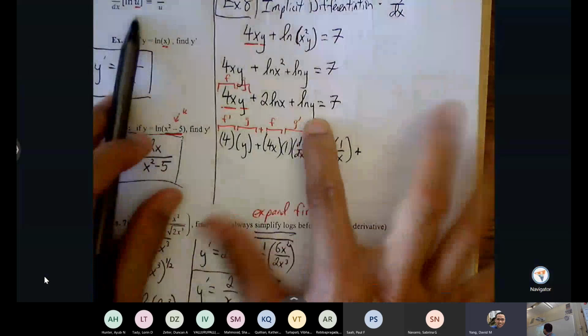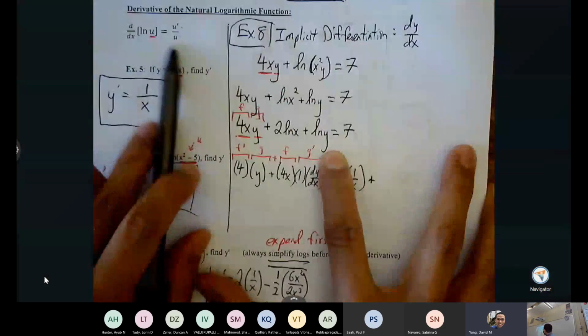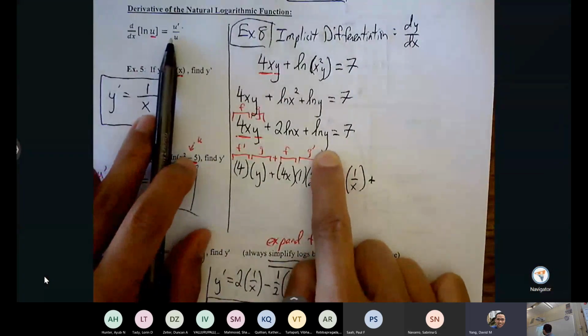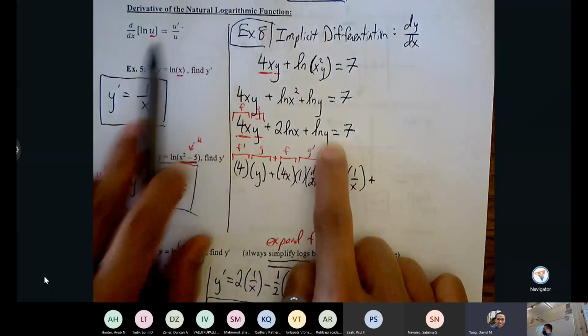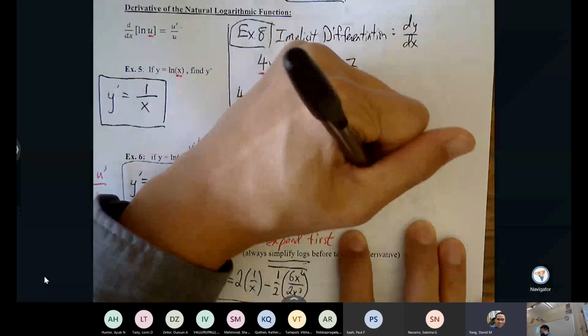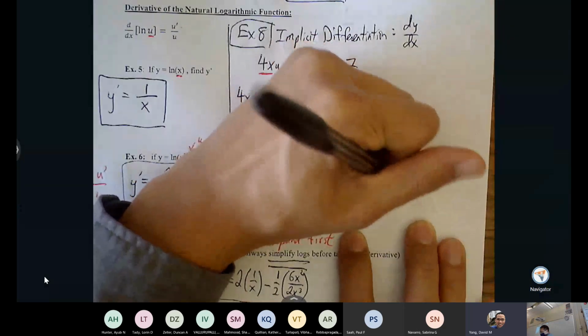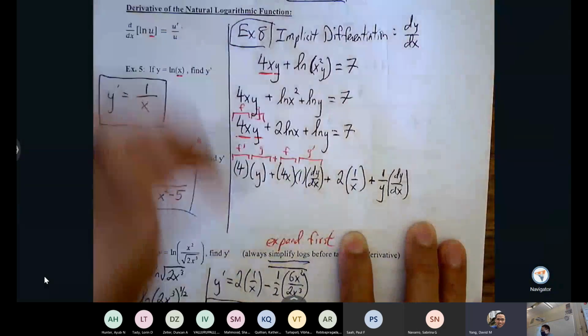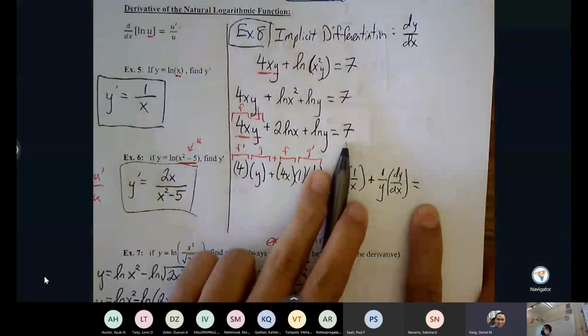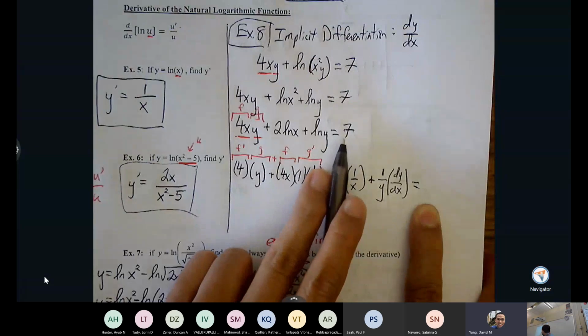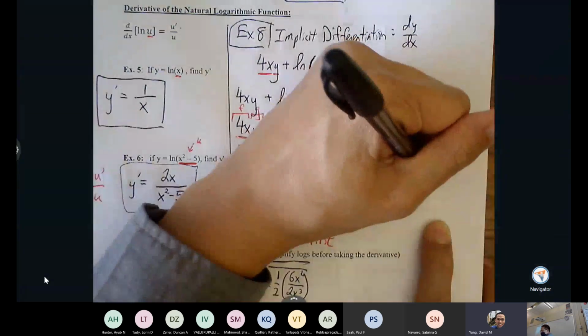natural log of y. We can also apply the rule here, right? u prime over u. What's u prime over u for natural log of y? 1 over y. But we just took y's derivative, so we also need what? dy/dx. Equals 0. Good. The 7 is also being impacted by the derivative, so the constant goes to 0.